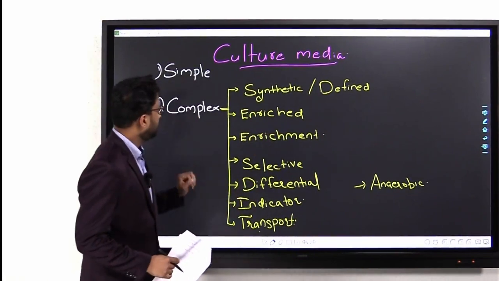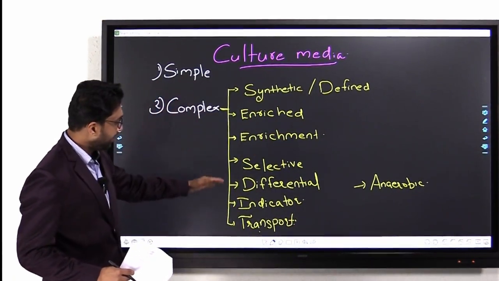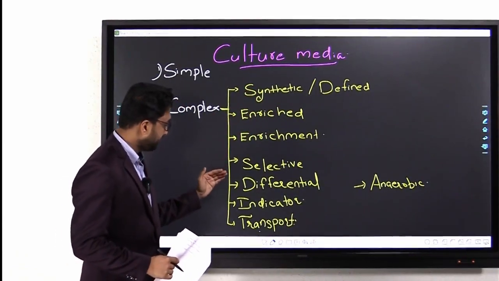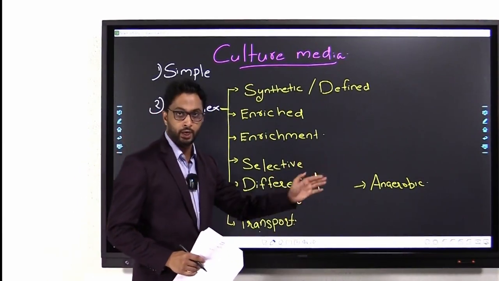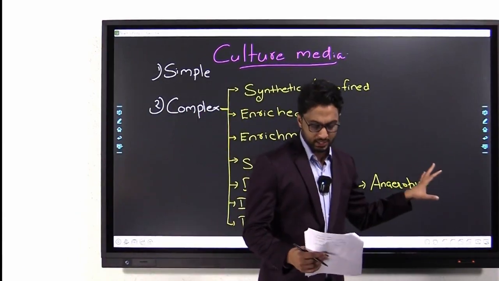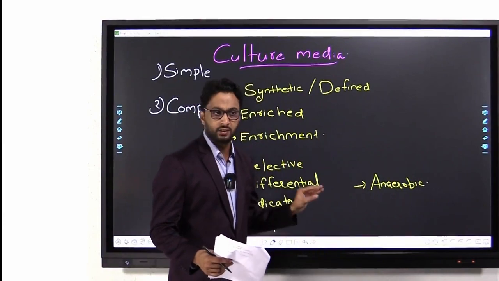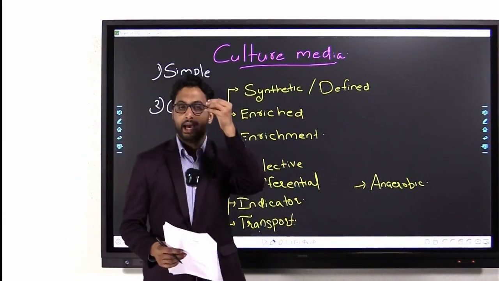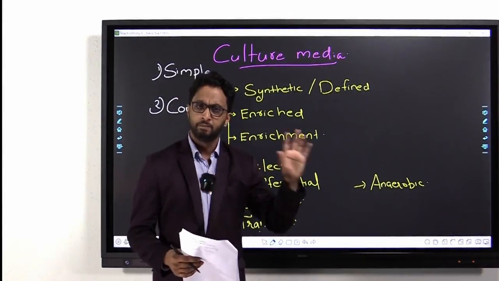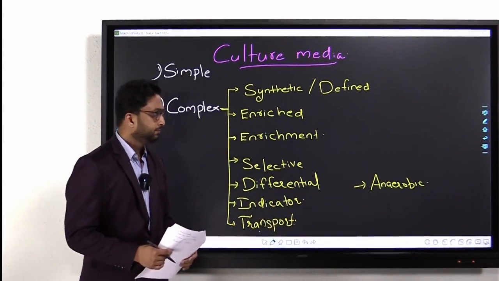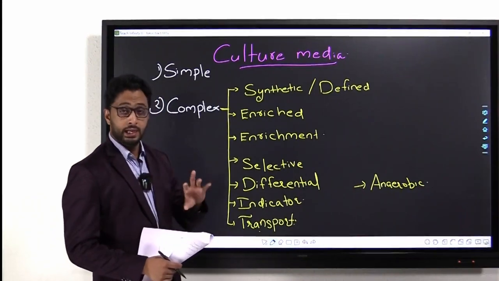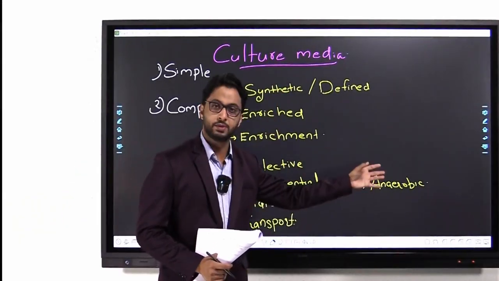The complex media can be divided into synthetic or defined media, enrichment, selective, differential, indicator, transport, and anaerobic media. One by one: synthetic or defined media are purely chemical media, again not very significant. That means you know the exact concentration of each substance, how many milligrams of this, how many milligrams of that. Again, not required. Your textbook doesn't mention anything other than this, no examples, so let us minimize it because you have lots of examples to learn here.